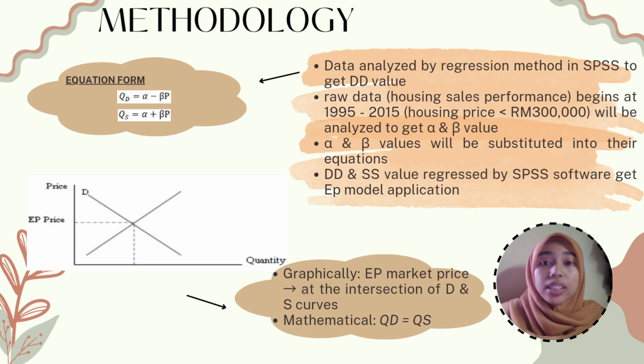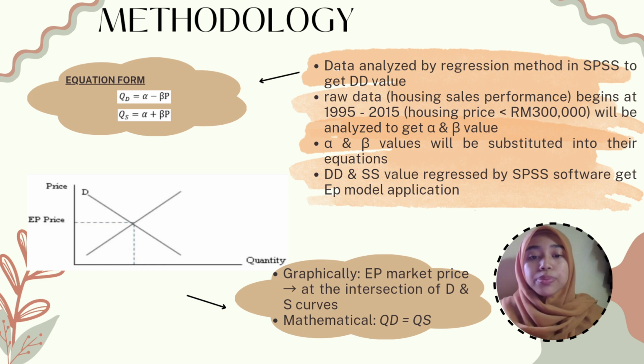You can see from this slide, I show the equation form. For the quantity demand, we get alpha minus beta P, where P represents the price, and for the quantity supply, it equals alpha plus beta P. So after we have got the alpha and beta value, we can substitute into the equation. Then the demand and supply value regressed by SPSS software will give the EP model application.